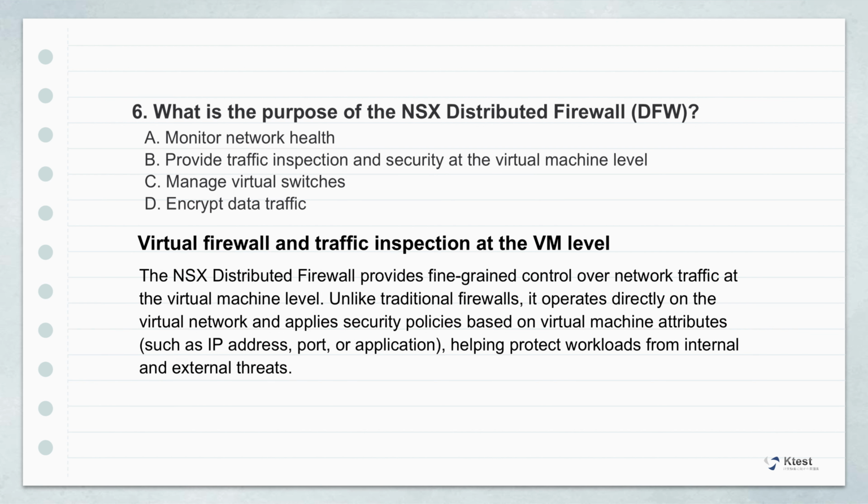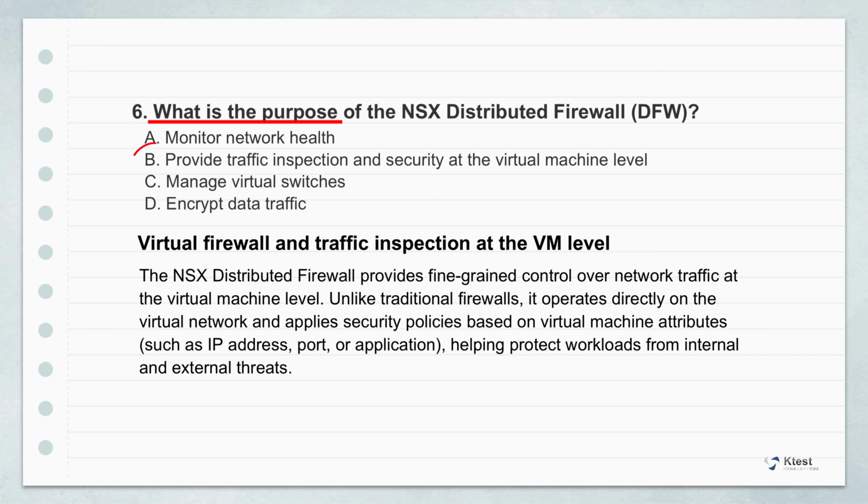Okay, question 6 revisits the DFW. What is the purpose of the NSX distributed firewall? DFW. Answer again, B. Provide traffic inspection and security at the virtual machine level. We've hit this, but maybe reinforce why it's such a core piece. It's worth hammering home because it's fundamentally different from traditional perimeter firewalls. Being distributed means the enforcement happens right at the source, at the vNIC of every VM. Right inside the hypervisor. Yes. So traffic between two VMs on the same physical host doesn't have to leave the host, go through a physical firewall, and come back. The DFW inspects it right there.